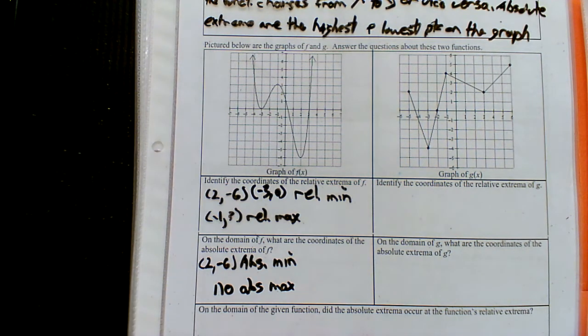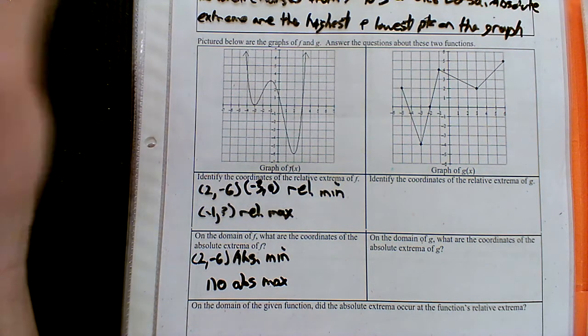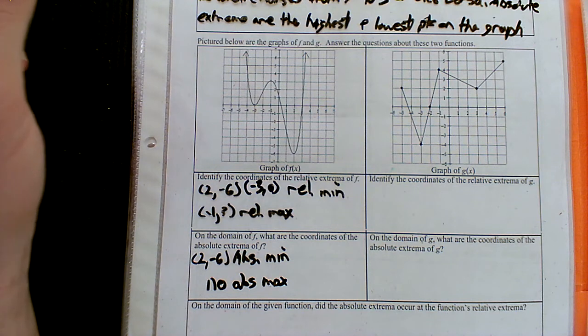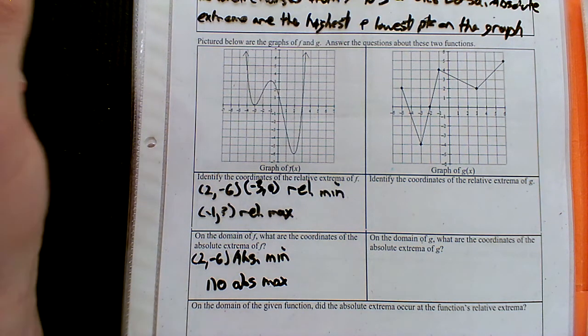We're going to skip this bottom question until we go over the graph of g. So now let's go back up to g. Identify the coordinates of the relative extrema of g. So think about relative mins and maxes. Are there any? Are there more than one? And what are they?